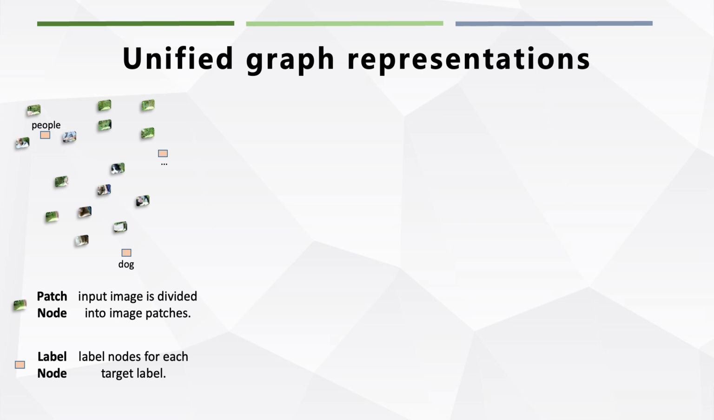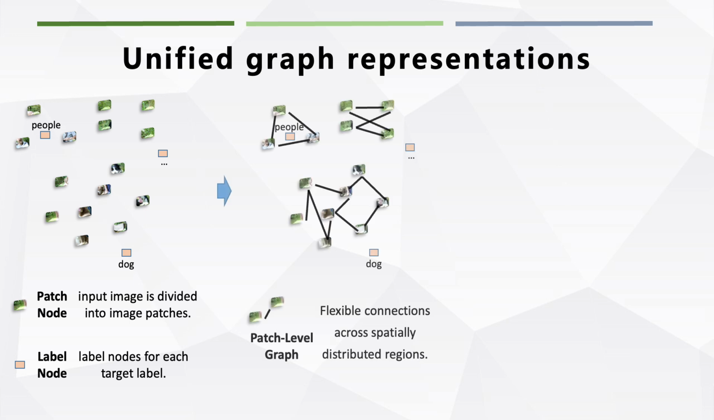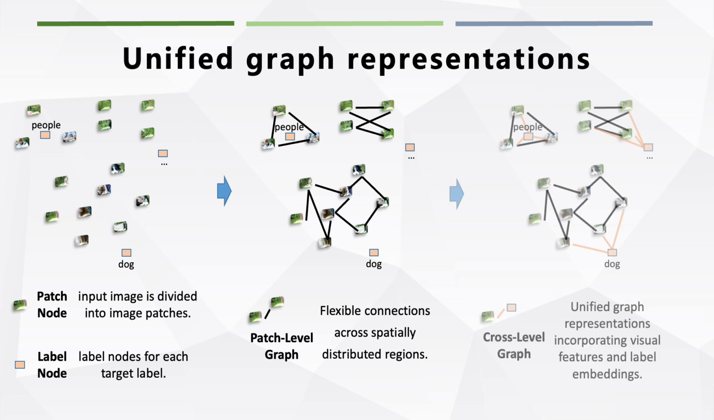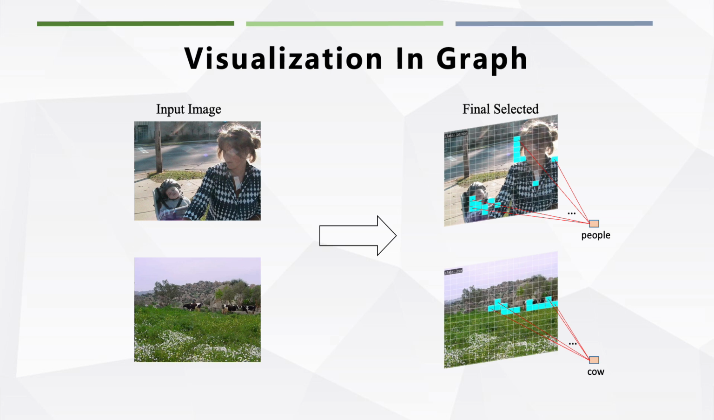Additionally, we have established two types of graphs. Patch-level graph is used to extract visual features from patches. Cross-level graph is used to establish correlations between target labels and related regions of interest. In our model, we can observe that the label nodes accurately selected the target regions through graph connections.